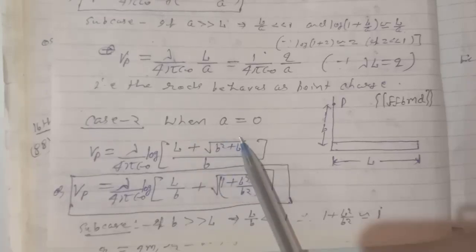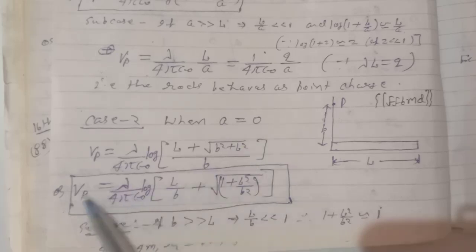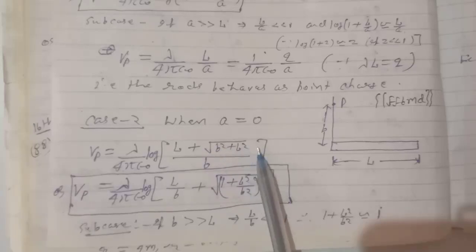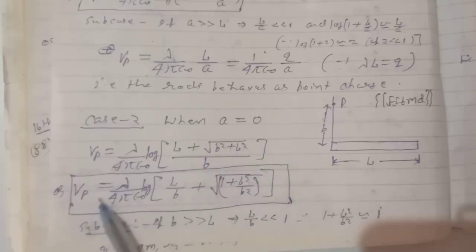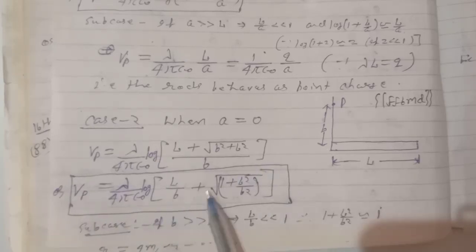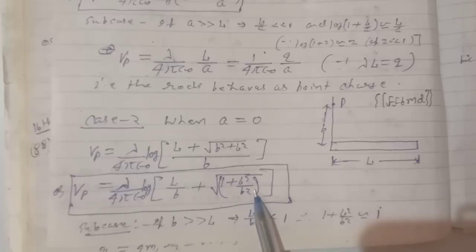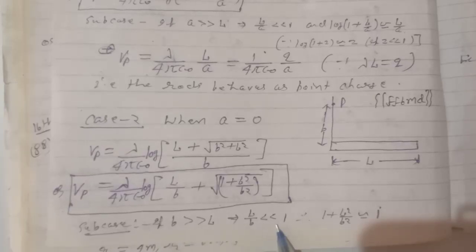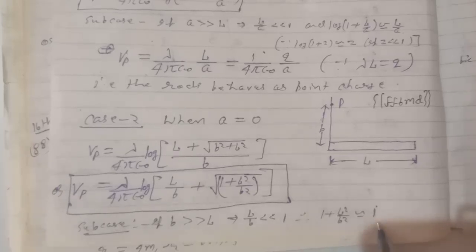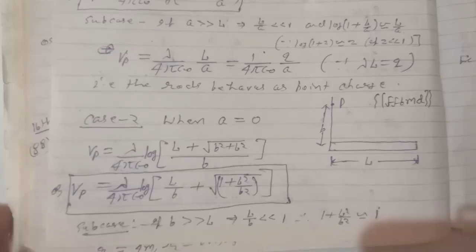Case 2, when a equals 0, then Vp will be lambda by 4 pi epsilon naught log, putting a equal to 0, L plus under root b square plus L square divided by b, or Vp equals lambda by 4 pi epsilon naught log of L by b plus under root 1 plus L square by b square. Sub case: if b is very much greater than L, L by b is very much less than 1, hence 1 plus L square by b square is equivalent to 1.